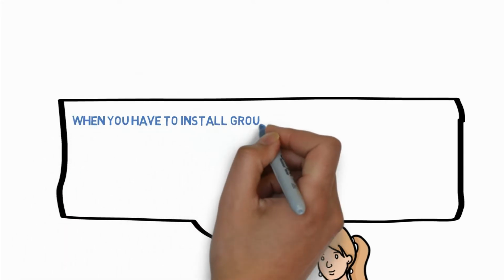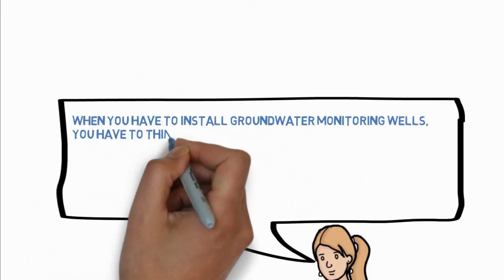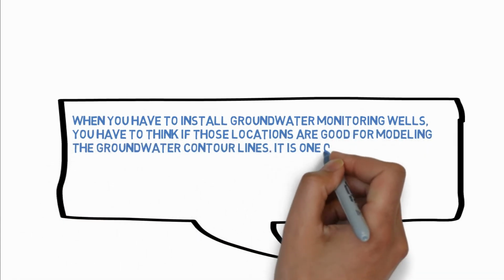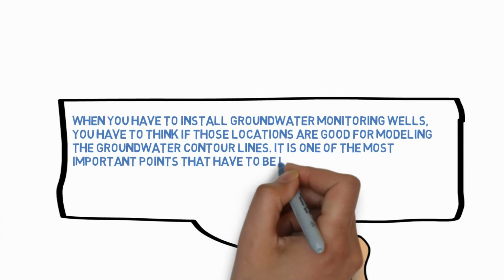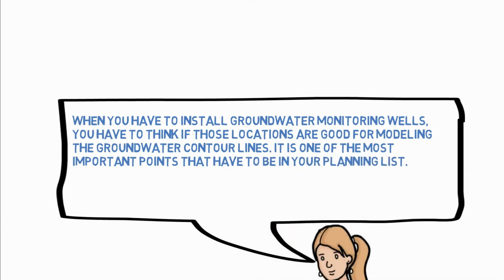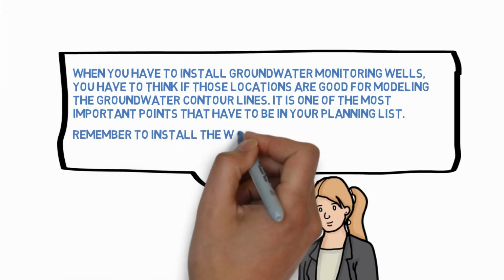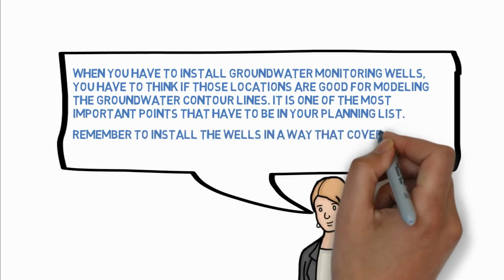When you have to install groundwater monitoring wells, you have to think if those locations are good for modeling the groundwater contour lines. It is one of the most important points that have to be in your planning list. Remember to install the wells in a way that covers all the potential flow directions.